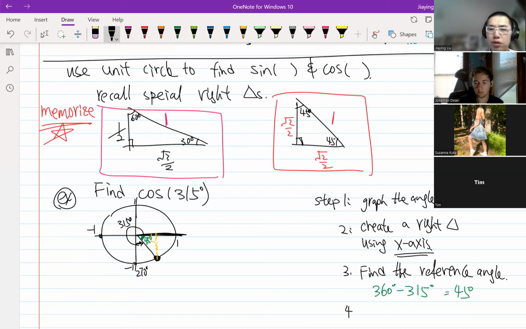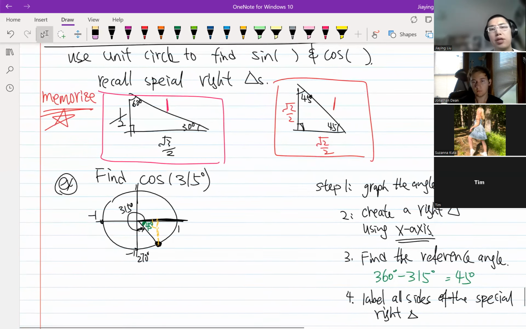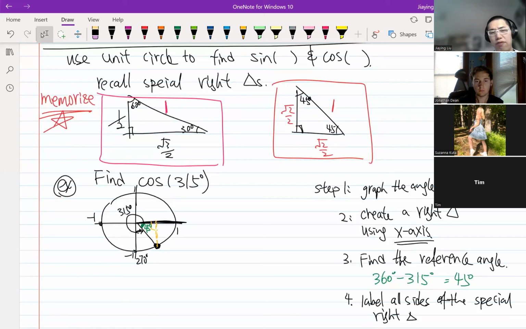So step 4. We're just going to label all sides of the special right triangle, using the measurements I put above. So the special right triangle for 45, 45, 90 I memorized is 1, root 2 over 2, root 2 over 2. So the hypotenuse is always 1 because that's a radius. And the 2 legs are going to be root 2 over 2, root 2 over 2.